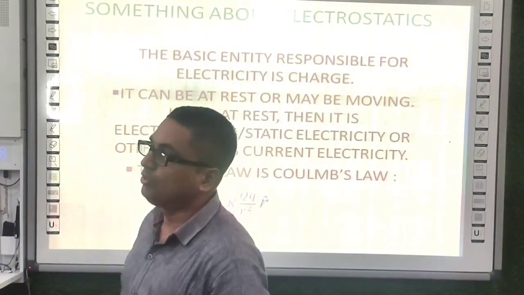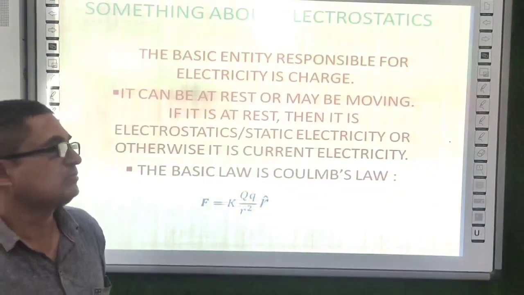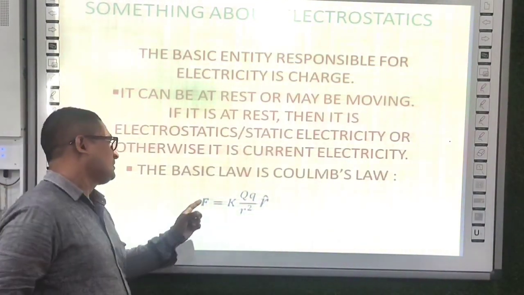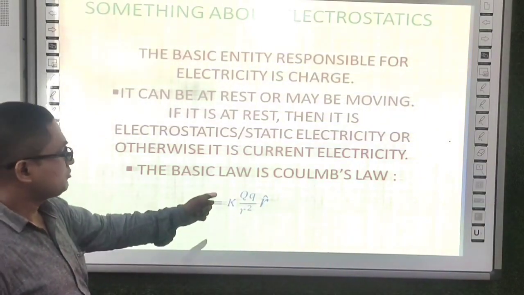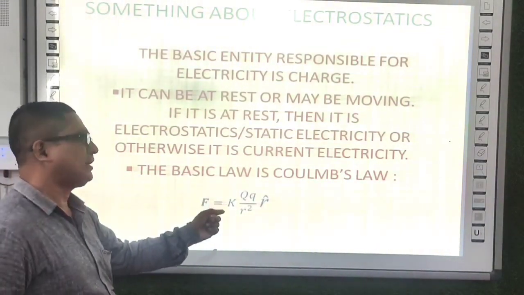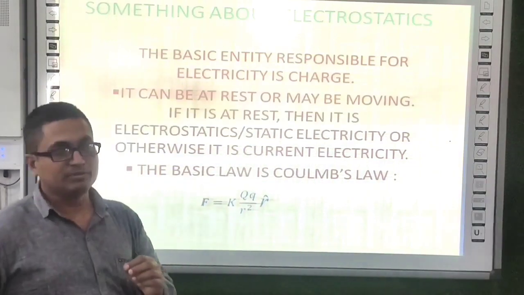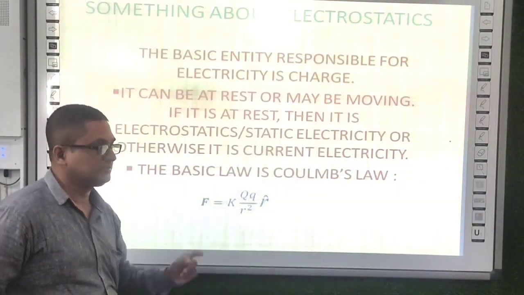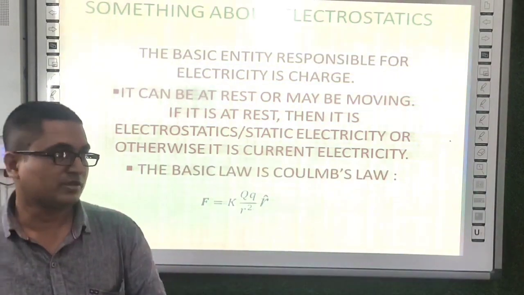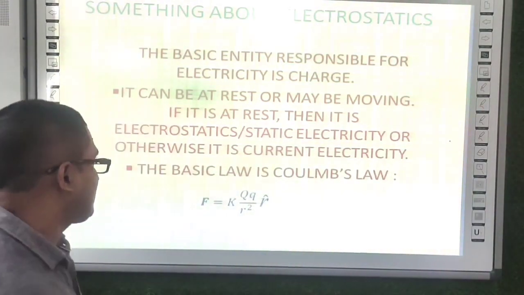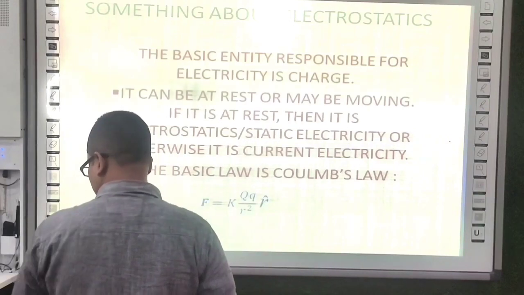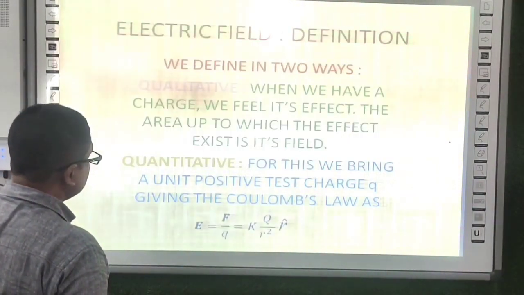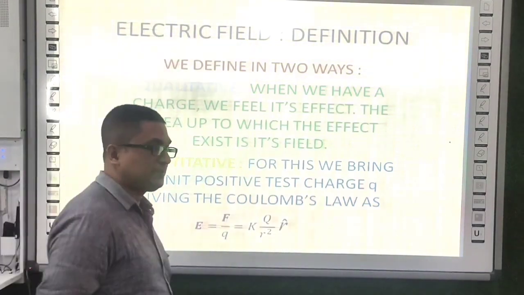The basic law in electrostatics is Coulomb's law, which is presented here in vector form. F equal to K capital Q small q divided by R square, with R cap being the unit vector. The R cap unit vector is representing the direction of F, as F is a vector quantity, force is a vector quantity. So with this very idea, let's now proceed to define electric field.